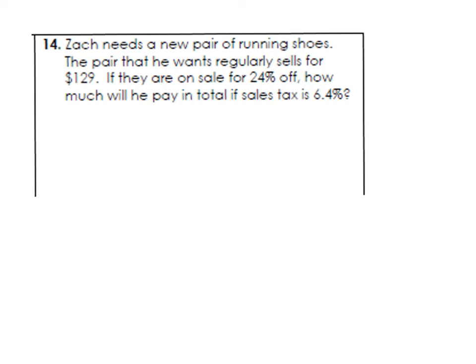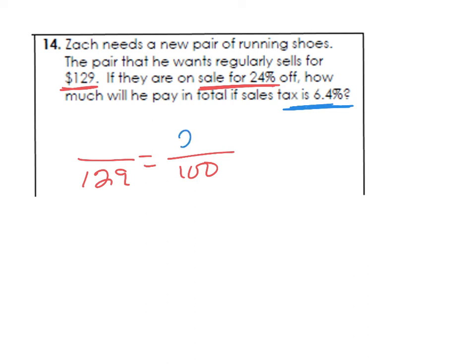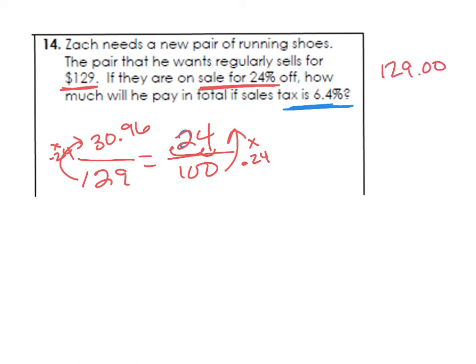Zach needs a new pair of running shoes. The pair he wants regularly sells for $129. There's our original price. They are on sale for 24% off, and then he has to pay 6.4% sales tax. So let's start with 24% off. And I'm going to move my decimal point over. I'm going to multiply by 24 hundredths. 129 times 24 hundredths. After I round, my discount is $30.96.